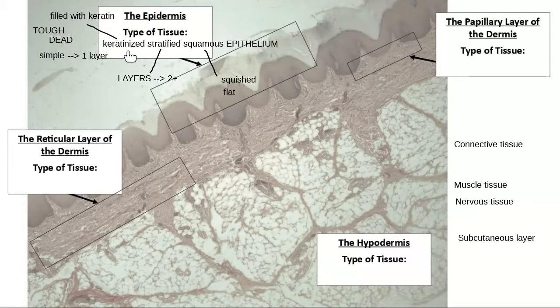So keratinized stratified squamous epithelium, we've got multiple layers of pancake cells that are really strong and tough, but also really dead. That's what the name of this type of tissue tells us, keratinized stratified squamous epithelium. We find that in the epidermis, which is the outermost layer of the skin.